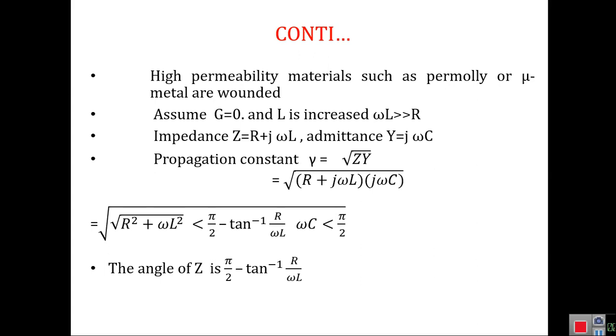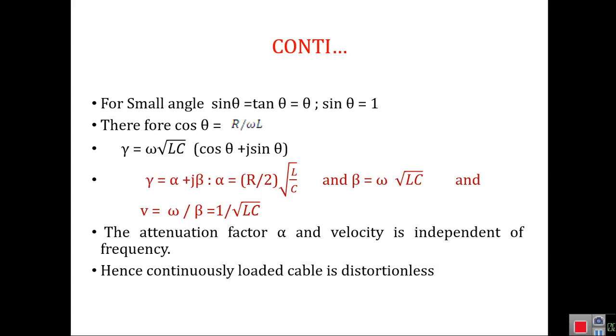Then if you take the propagation constant, the square root of R plus j omega L into j omega C, and take the magnitude and angle, the angle will become pi by 2 minus tan inverse R by L. For small angle values, sin theta equals tan theta equals theta. So sin theta equals 1, therefore cos theta becomes R by omega L. In this propagation constant, gamma equals omega into root LC, times cos theta plus j sin theta.